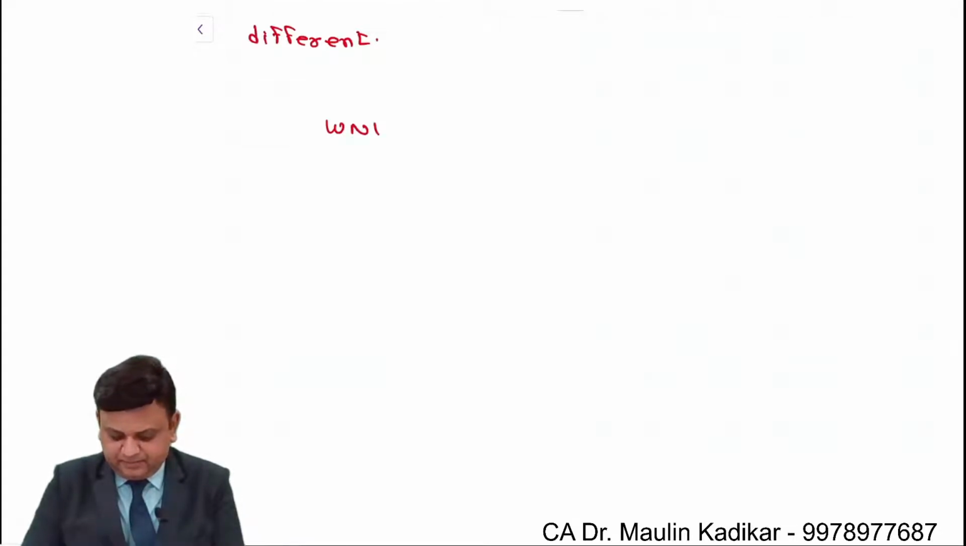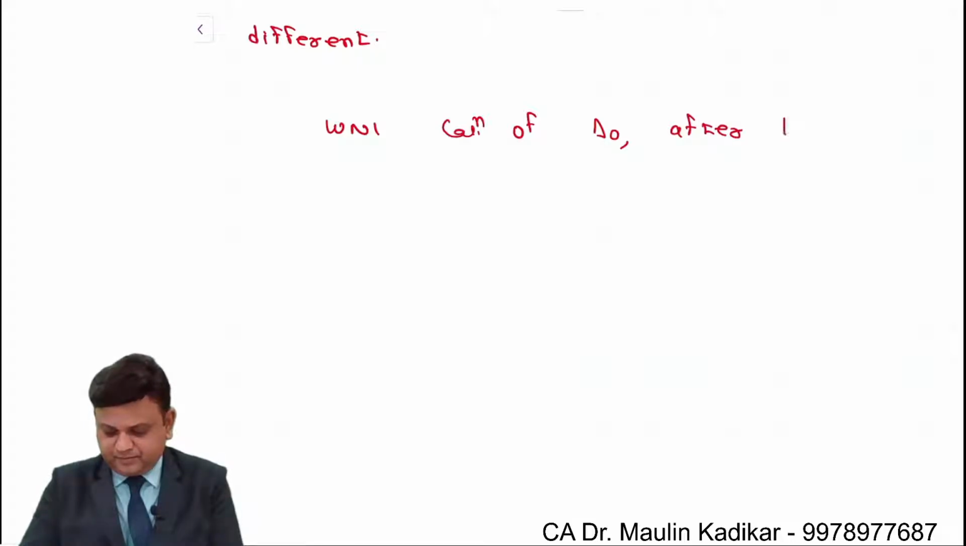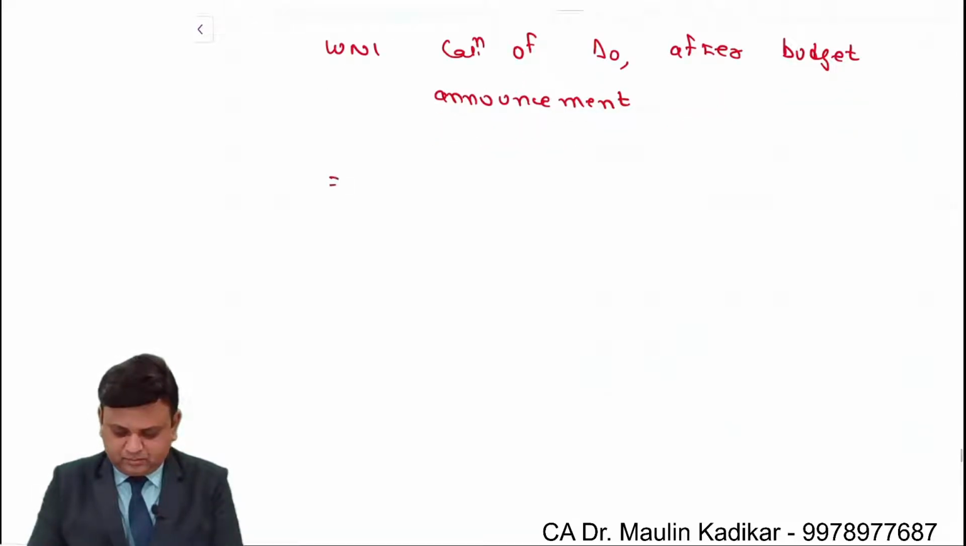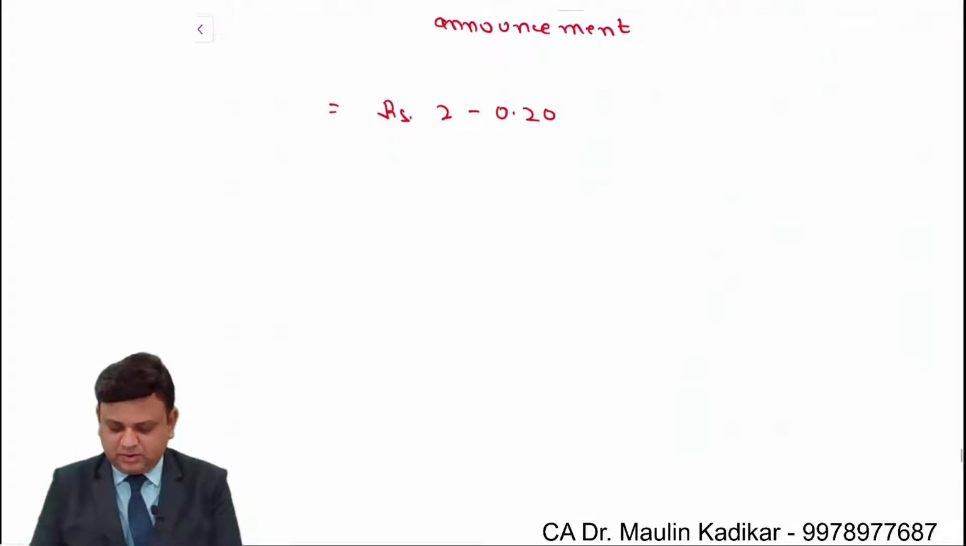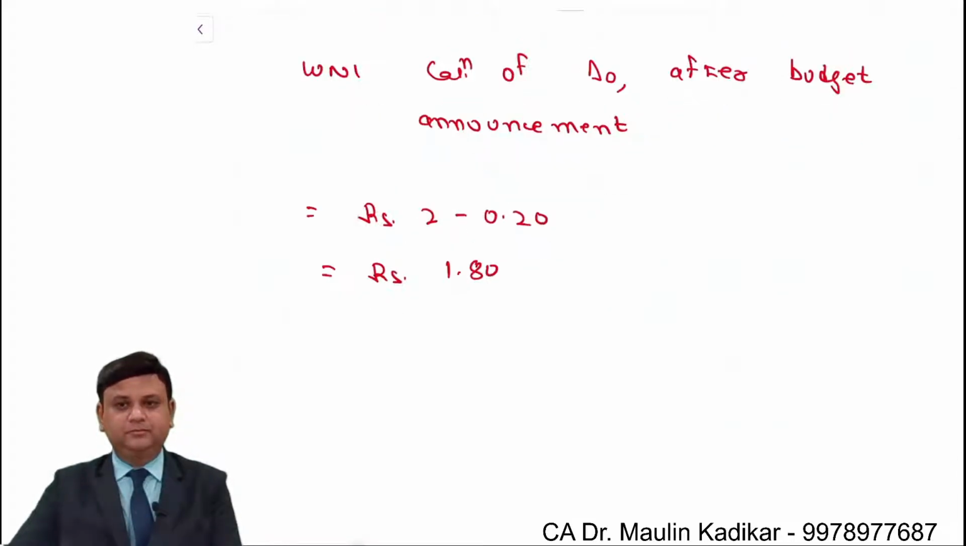Working note number 1. Calculation of D0 after budget announcement. It is rupees 2 minus 0.20, that comes to rupees 1.8.